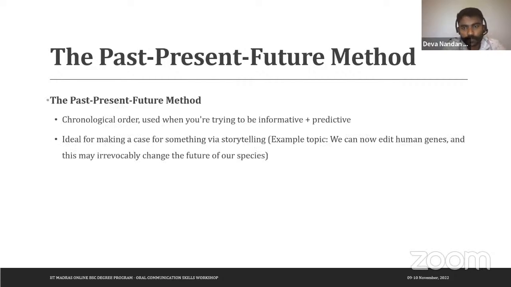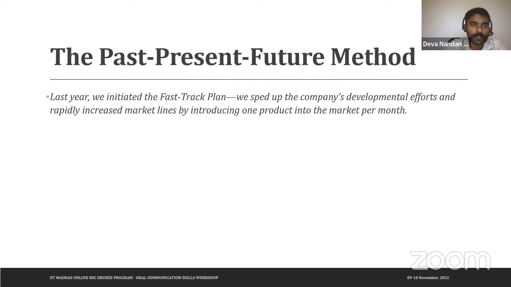Yeah, this is one of the examples that I said. And another example that we can do here is, for example, we are talking about a company's plans on, say, development efforts. And when we say last year, we initiated the fast track plan. We sped up the company's developmental efforts and rapidly increased market lines by introducing one product into the market per month.